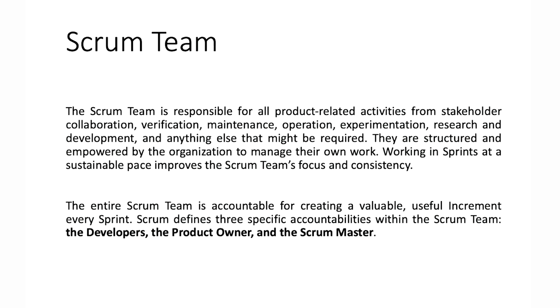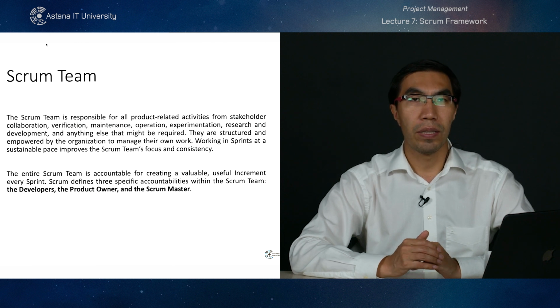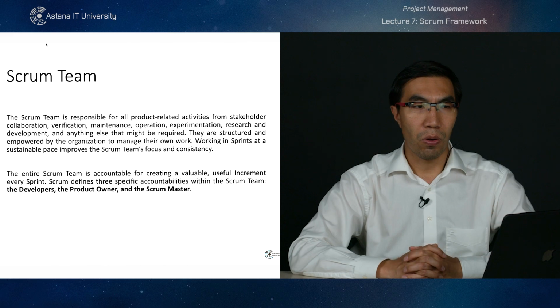So the team is structured and empowered by the organization to manage their own work, and working in sprints at a sustainable pace improves the Scrum team's focus and consistency. So the Scrum team is accountable for creating a valuable, useful increment every sprint, and Scrum defines 3 specific accountabilities within the Scrum team: the developers, the product owner, and the Scrum Master. Now let's take a look at each role.